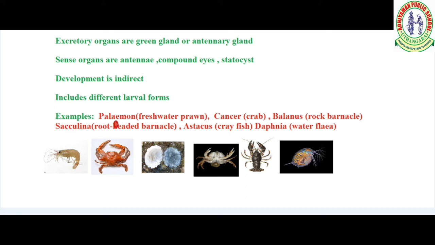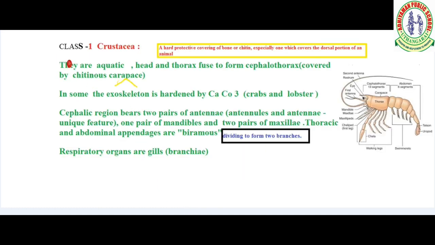What are the examples? Palaemon, freshwater prawn. Cancer, crab. Balanus, rock barnacle. Sacculina, root-headed barnacle. Astacus, crayfish. Daphnia, water flea. Keep in mind, all these examples come under class Crustacea.